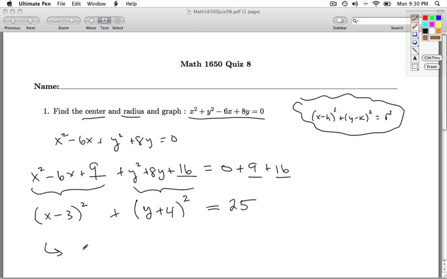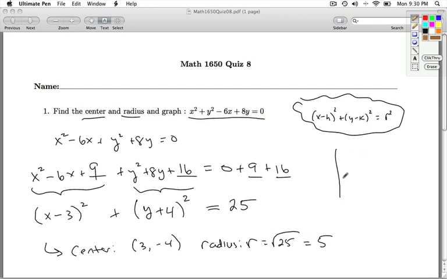So with amazing speed and accuracy, we know what the center is. The center is (3, negative 4). Take that number out for x, take that number out for y, take their opposites. And what's the radius? R is the square root of this number here. The square root of 25 is 5.